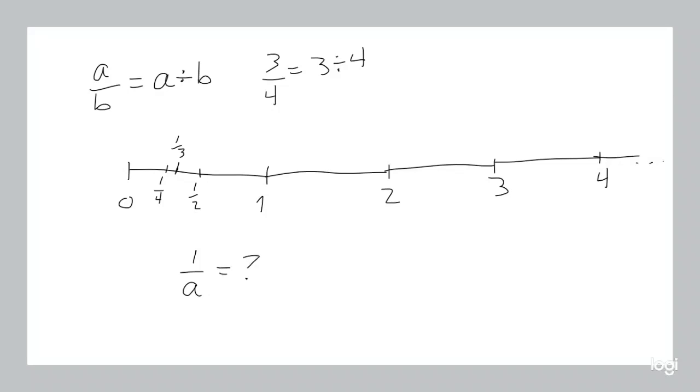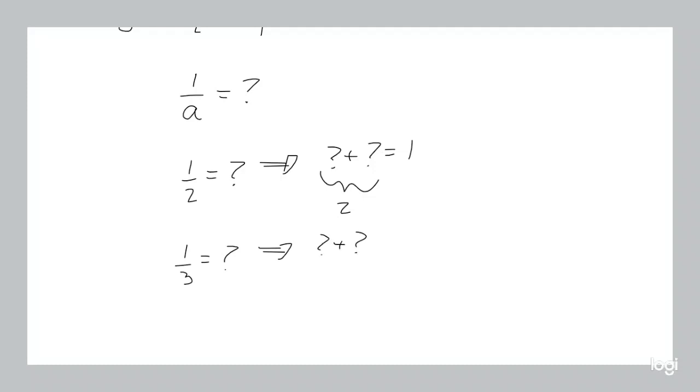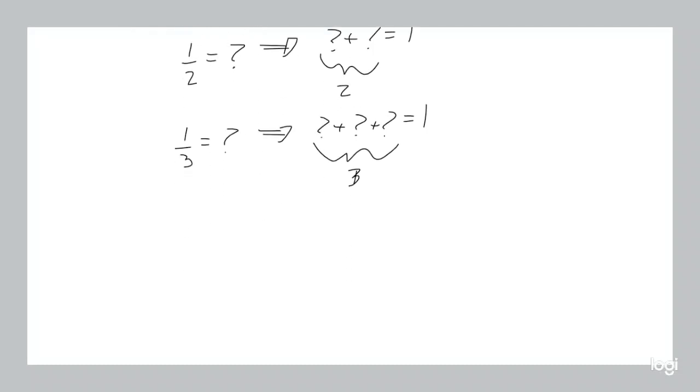So what are these numbers? Well, let's look at 1/2, okay? 1/2 is something that you have to add twice in order to get 1. 1/3 is something that you have to add 3 times in order to get 1. Okay? 1/a is something that you have to add a times in order to get 1.